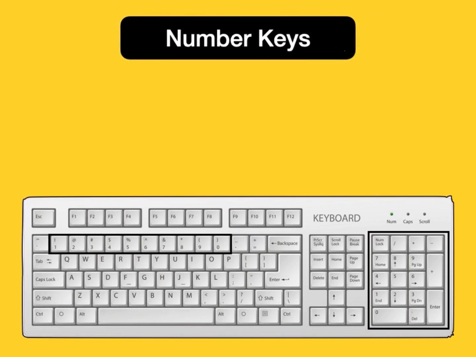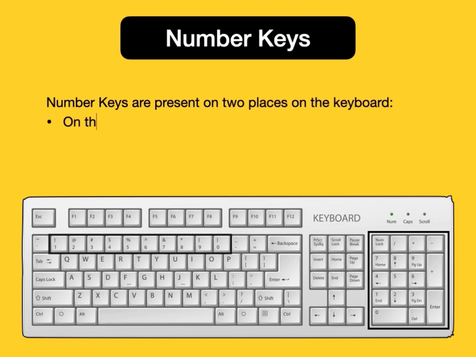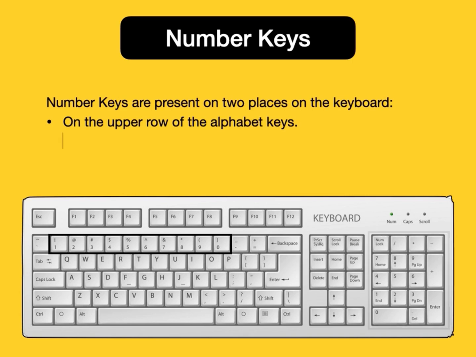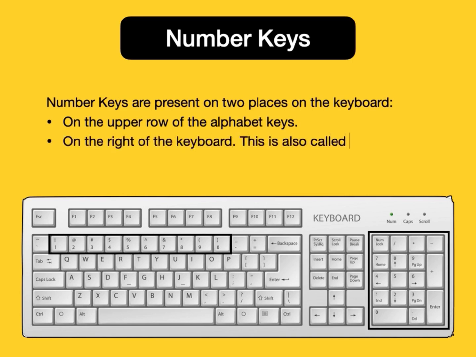Kids, have you ever noticed this? That on our keyboard, number keys are present on 2 places. Yes, number keys are present on 2 places. One is at the upper row of the alphabet keys and other one is on the right hand side of our keyboard.